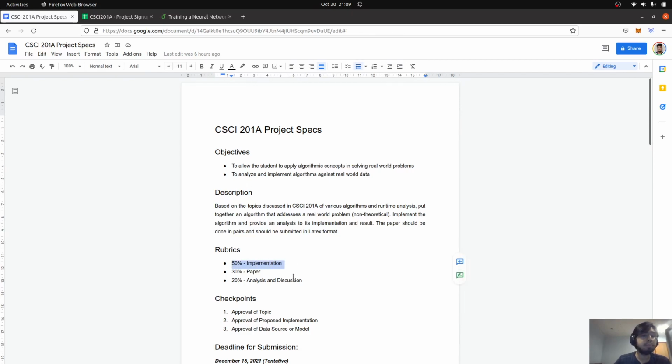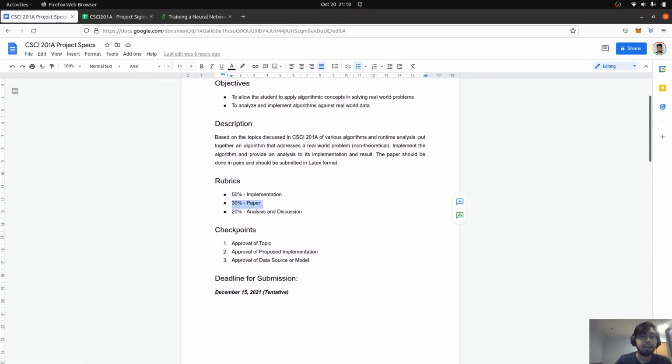Most of the weight will fall under implementation to actually prove that the algorithm works. Okay. I'll talk about the details a little bit later on. 30% will be the paper, which is written in LaTeX form. And then 20% will be the analysis and discussion.